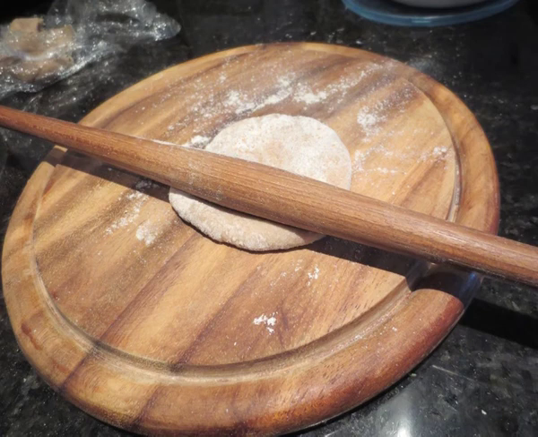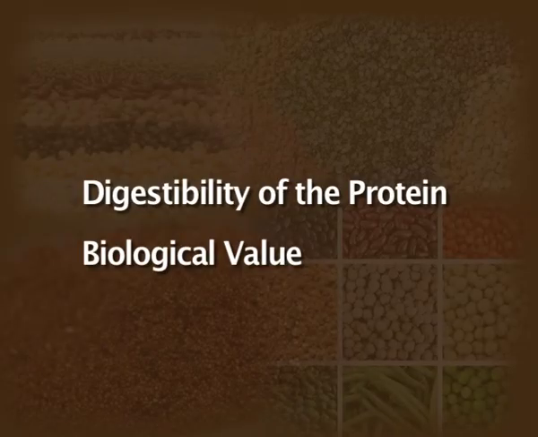Now, the quality of proteins in cereals is measured in terms of two components. One, the digestibility of the protein and the other, the biological value. Now, the biological value of the proteins found in cereals is low, mostly because of the deficiency of the essential amino acid lysine. Now, this, as a result, lowers the quality.